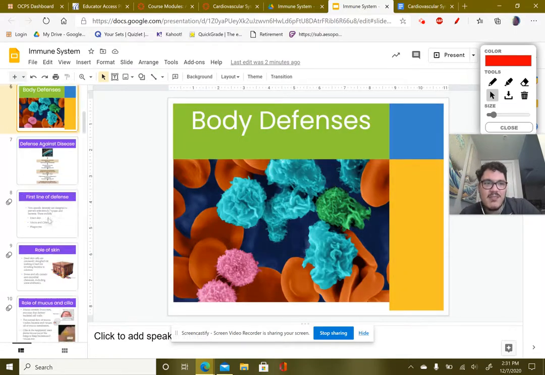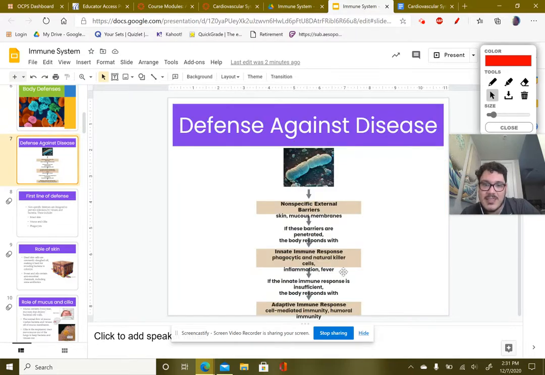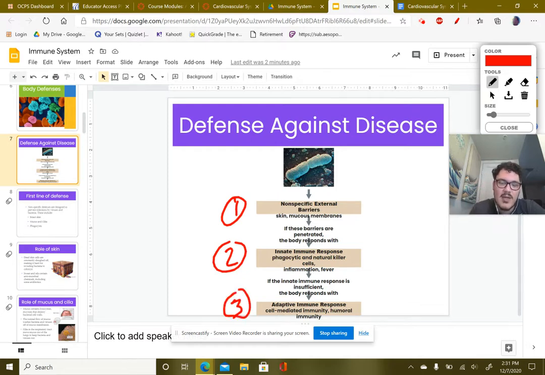Okay, what about the body defenses? So how does our body defend itself? There are different types of defenses that we expect. There are actually 3 defenses here. We have the non-specific external barriers, which is the first line of defense. We have the innate immune response, which is the second line of defense. And then we have the third line of defense down here, called the adaptive immune response.